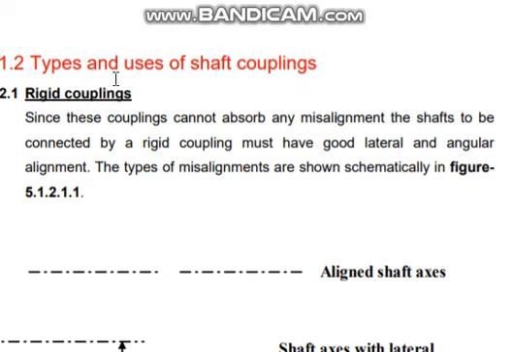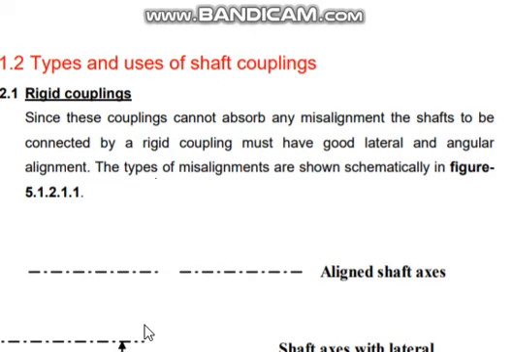Okay, now let us see the types and uses of shaft couplings under the heading rigid couplings. These couplings cannot absorb any misalignment. Cannot absorb means they cannot correct or be used for misaligned shafts. Shafts to be connected by a rigid coupling must have good lateral and angular alignment. The types of misalignments are shown schematically.